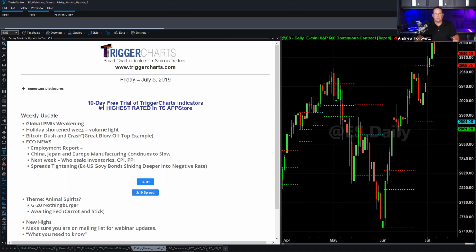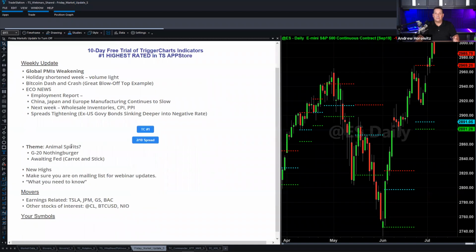This is what happens when you have a reliance on one particular party like the Fed in order to make sure that markets stay up and that they're going to continue their very soft and very dovish stance. And you get a monkey wrench like this thrown in, and it becomes questionable. We're going to talk about, and we did talk about this, Bitcoin dash and crash, that great blow-off top example that we showed you last time. I'll mention that. What else do we got here?